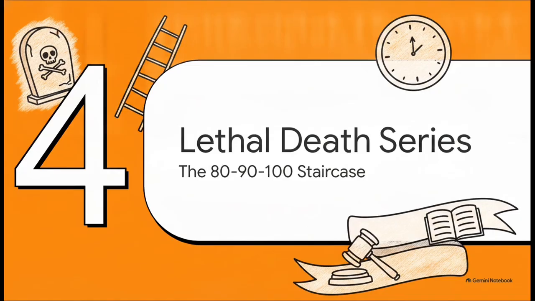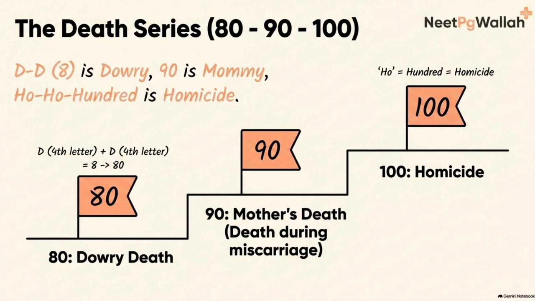Moving on to Section 4, the lethal death series. Let's take a breath and step onto what I call the 80, 90, 100 staircase to map out the high-yield sections dealing with mortality. Think of this as a literal staircase of lethal actions, and we're going to climb it step by step. Step 1, 80. D is the 4th letter of the alphabet. D plus D equals 8. So DD gives us Section 80 for dowry death.